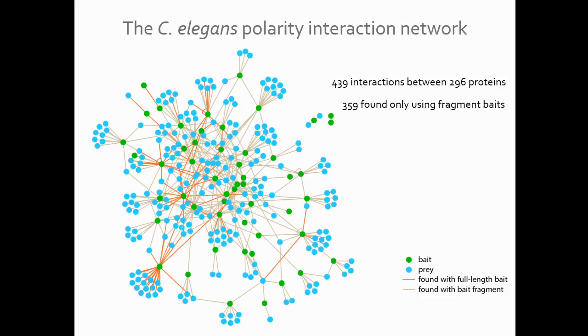In these screens, we identified, as you usually do, a large protein interaction network containing 439 interactions between some 300 proteins. And what we noticed immediately was that most of these interactions were indeed found only through the use of additional fragments as baits. And quite a few of these extra interactions are well-described literature interactions. So that indicates that we indeed increased the completeness of the network through this approach.